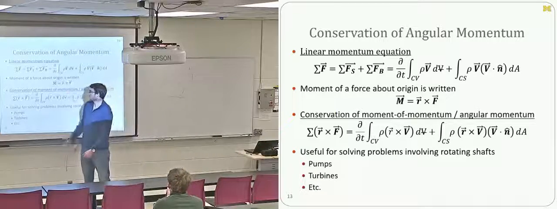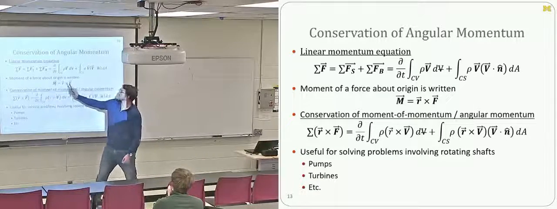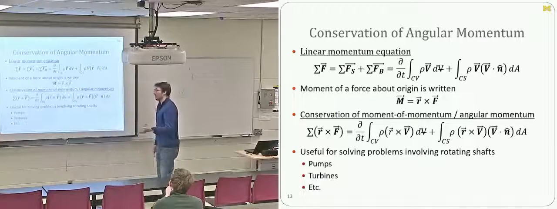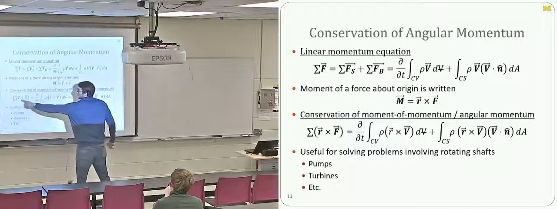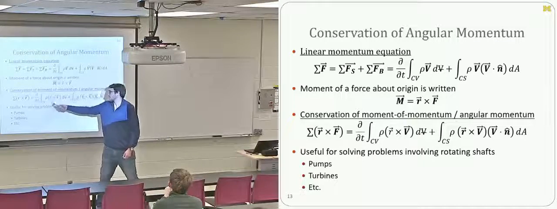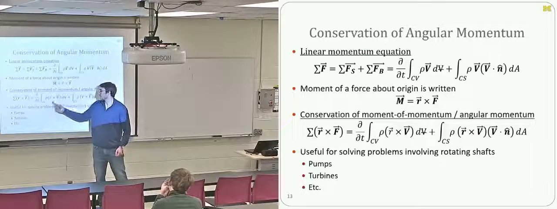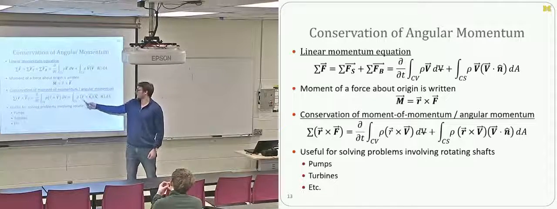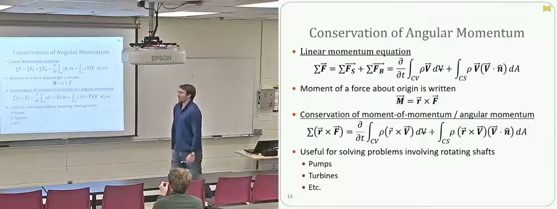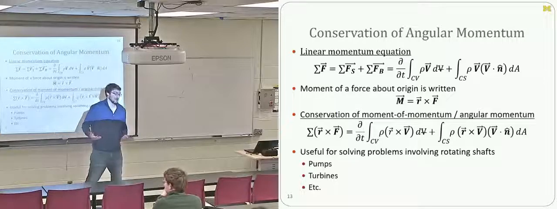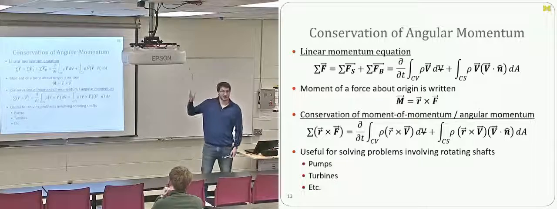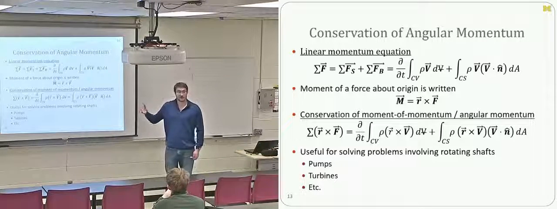So if we go ahead and apply this, if we put an r cross in front of every term in our linear momentum equation, what we get is the conservation of angular momentum. So the sum of all of these little moments induced by forces can now be written as the rate of change of velocity moments inside the control volume plus the flux of these velocity moments across the control surfaces. And what this looks like more familiarly in rigid body dynamics is that the sum of all the torques or moments on a body is equal to the rate of change of its angular momentum, right?